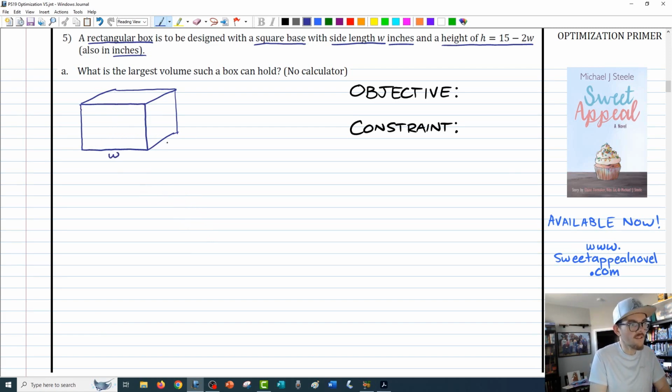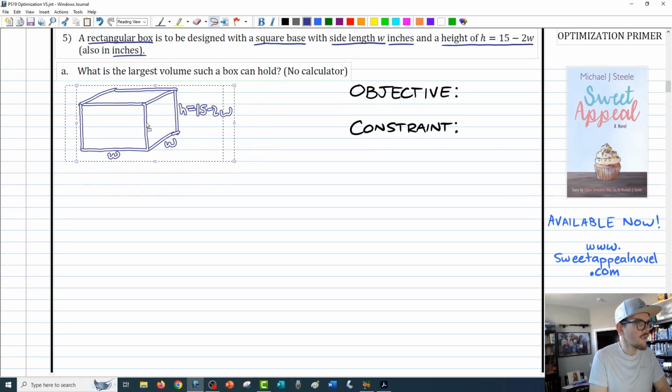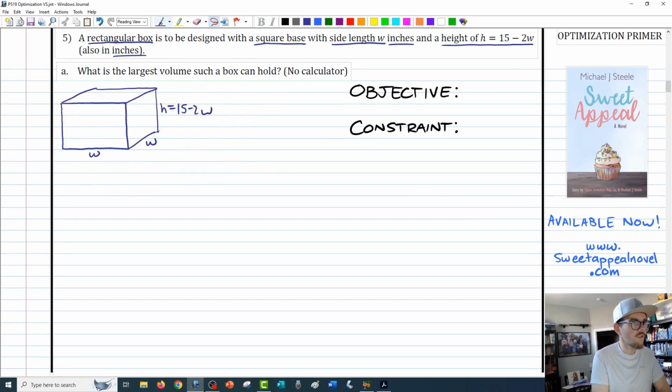So since this is the base, that's going to be w by w. And then we have our height, which we can mark as 15 minus 2w. So really valuable stuff to know. Especially because we're interested in the largest volume that such a box can hold. So right off the bat, we can kind of see where we're going. We want the largest volume. That is code for the objective function. It's what we're trying to maximize.